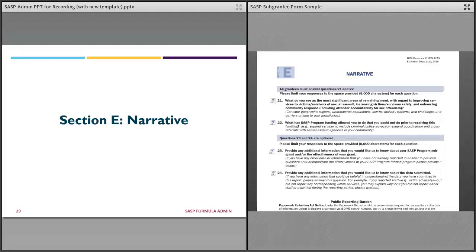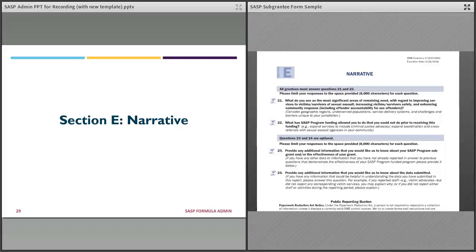Next is section E, the narrative section of the subgrantee reporting form. All subgrantees must answer questions 21 and 22. For question 21, check that a subgrantee identified significant areas of remaining need with regard to improving services to victims and survivors of sexual assault, increasing victim-survivor safety, and enhancing community response. This includes offender accountability for sex offenders.